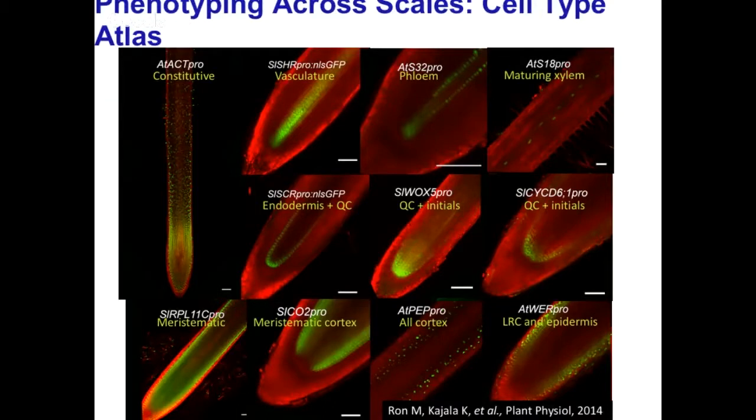So my group has, and this is primarily done in work established by Kaisa Kajala, a postdoc in my lab. She has generated a cell type atlas in tomato as just an example, and she has generated 11 different cell type or tissue specific promoters which drive expression in individual cell types or tissues, in this case within the cultivated tomato cultivar M82.